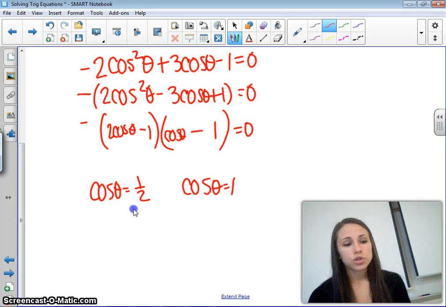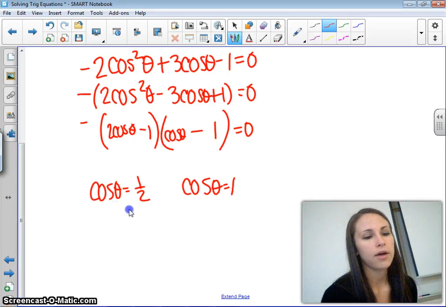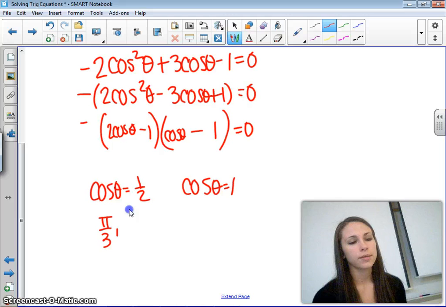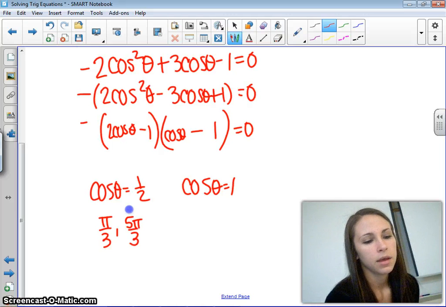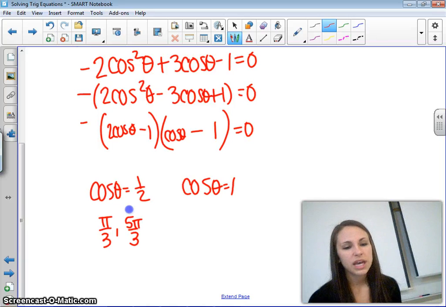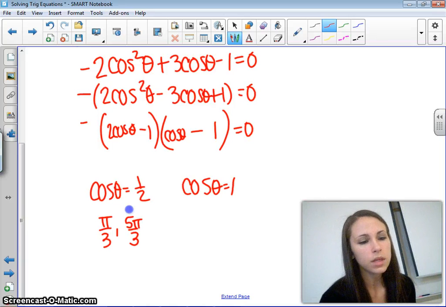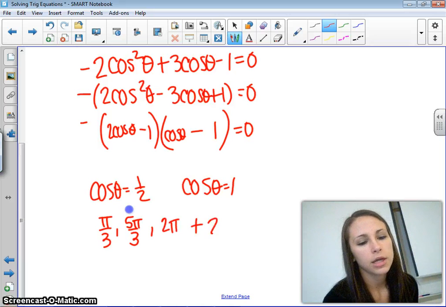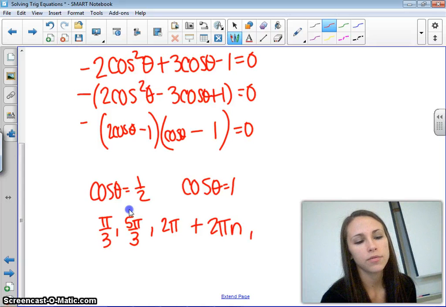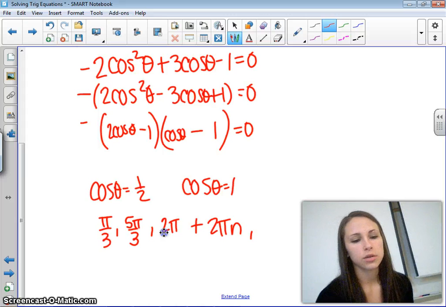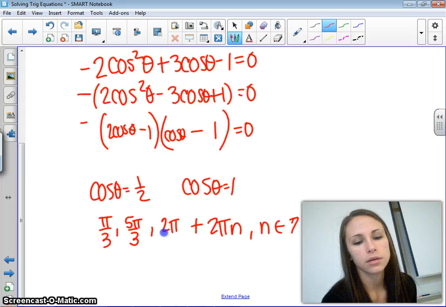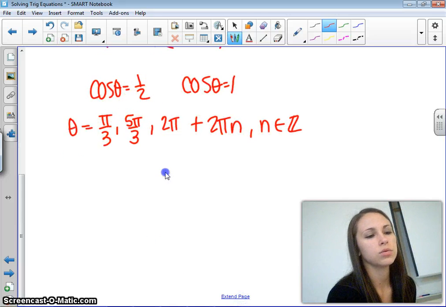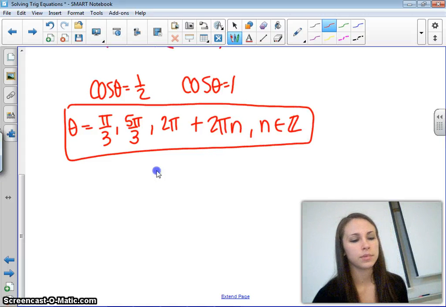And so cosine, if you look at your unit circle, cos is x, and x is going to be 1/2 positive at pi over 3. And the fourth quadrant angle for that is going to be 5 pi over 3. And so then cosine equals 1. Cos x is going to equal 1 at 0 and 2 pi. And I'm just going to write 2 pi here. And because I'm going to add multiples of 2 pi to all of those angles, that'll take care of the 0 and any other angle that I could find. So where n's in the set of integers. And so this would be my final answer. So theta equals all of that when I add the 2 pi n in.